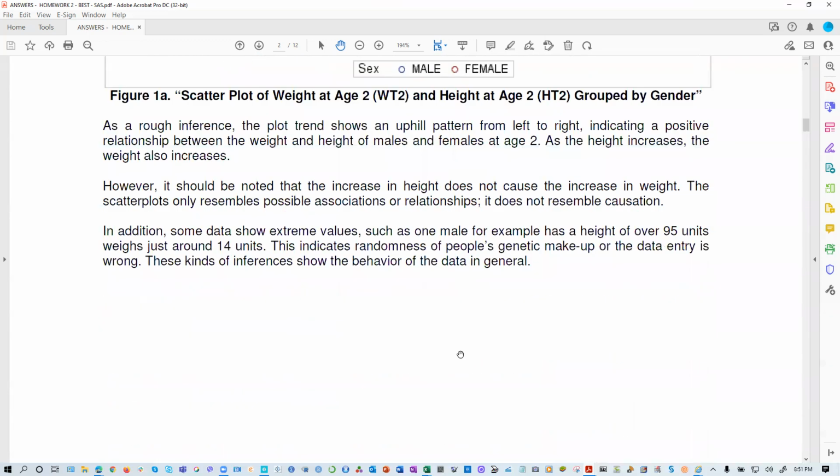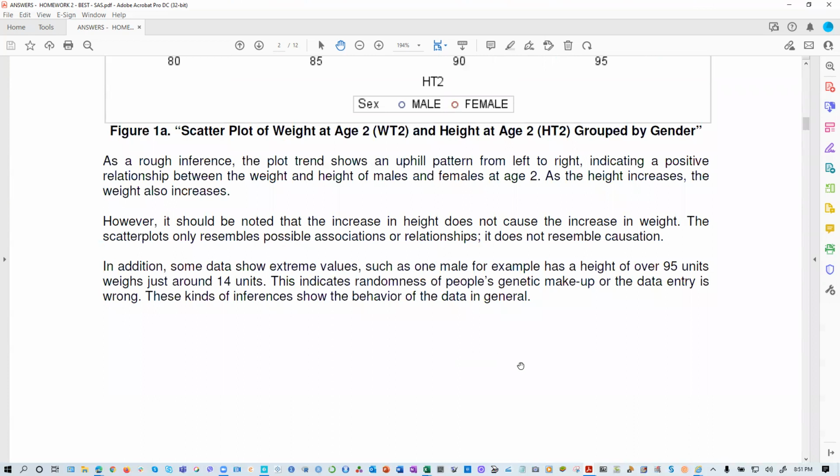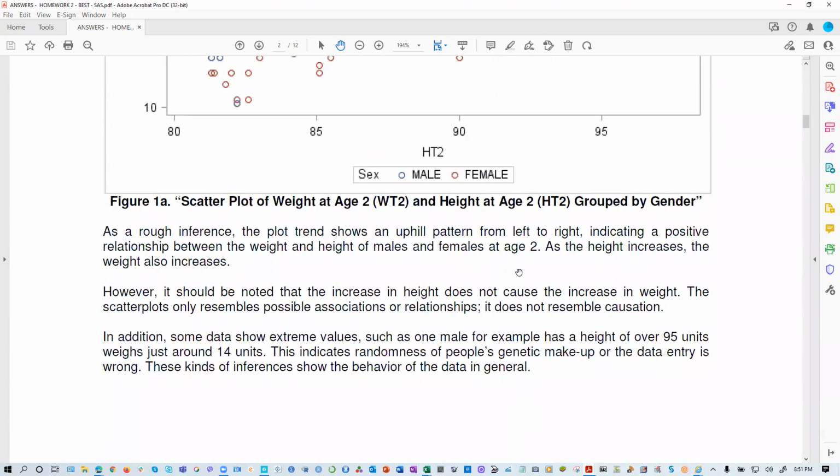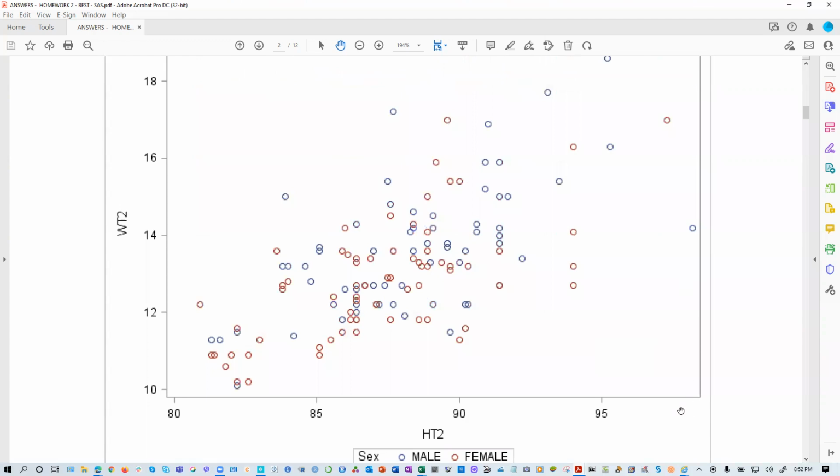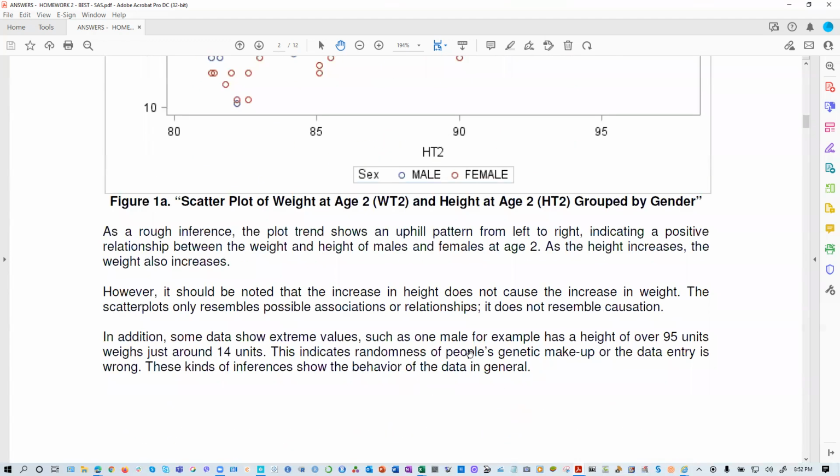And then that would be the correlation between that variable, as the height increases. Then in addition, some data show some extreme values, such as one male, for example, has a height of over 95 units, weight just around 14. This indicates randomness of people's genetic makeup or the data entry is wrong. This kind of inference shows the behavior of the data in general.